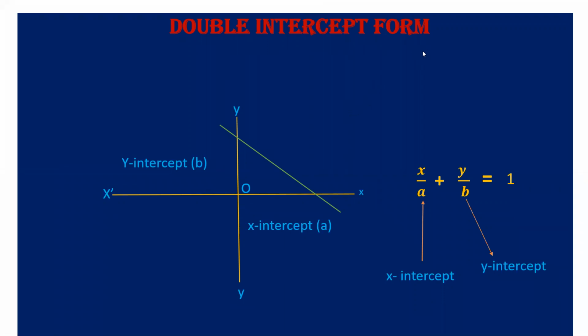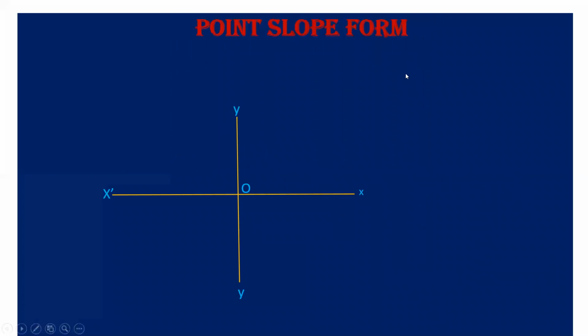Now let's look at the next form, which we know as the point slope form. This is one of the very important forms in order to find the equation of the straight line. Look at the axes here. Here is the straight line, and it makes an angle theta, which gives the slope of the line, that is tan theta, and we denote it by the small m.